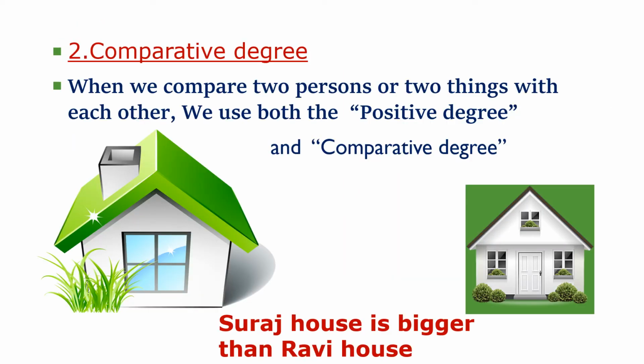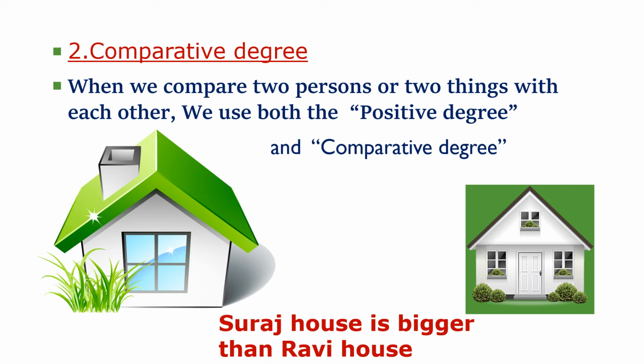Comparative degree. The second one is comparative degree. When we compare two persons or two things with each other, we use the comparative degree. Look at here, there are two houses. The first one is Suraj's house, the second one is Ravi's house. The sentence: Suraj's house is bigger than Ravi's house.